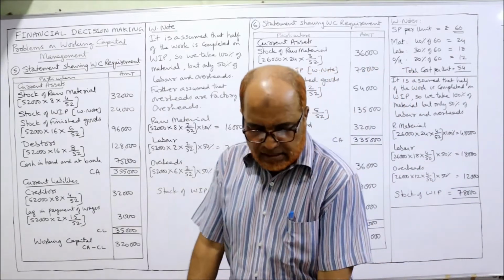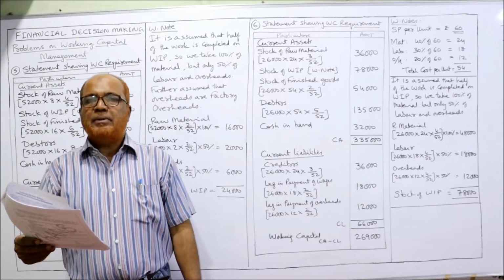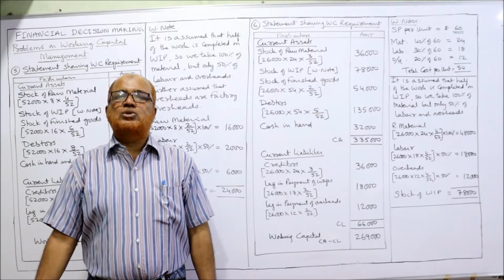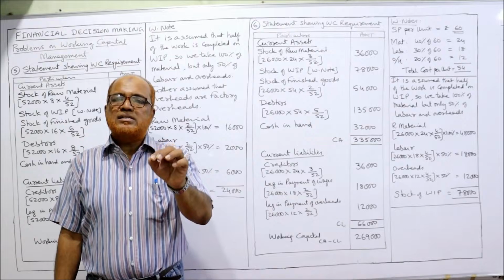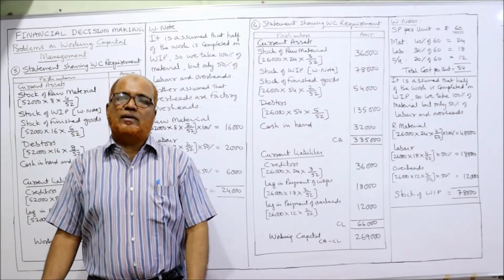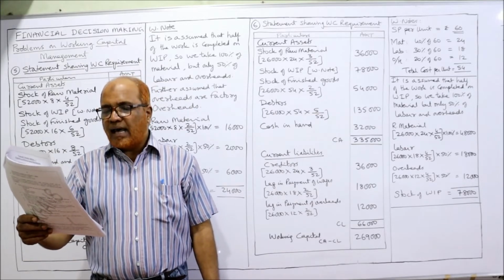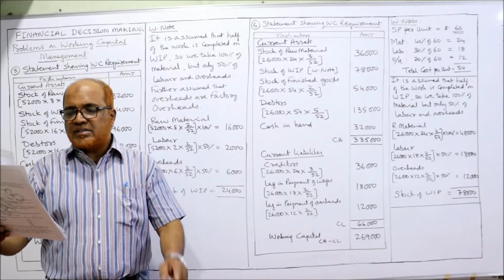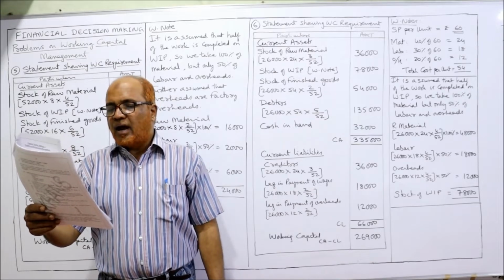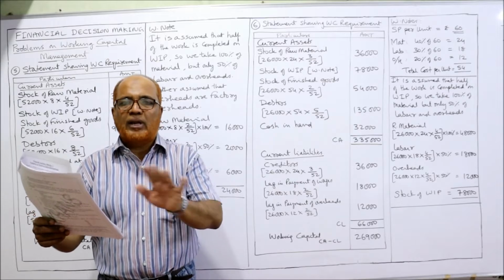Next comes sixth problem. From the following information, prepare a statement showing estimated working capital required. Projected annual sales 26,000 units. So we have to estimate the working capital for a level of activity of 26,000 units. And selling price per unit 60 rupees. And analysis of selling price are 40% of selling price is the material, 30% of selling price is the labor, and 20% of selling price is the overhead. Profit, ignore, we don't require profit.